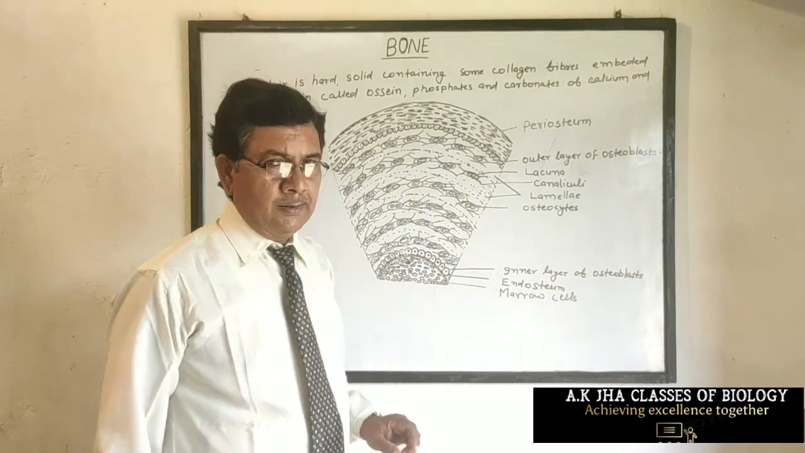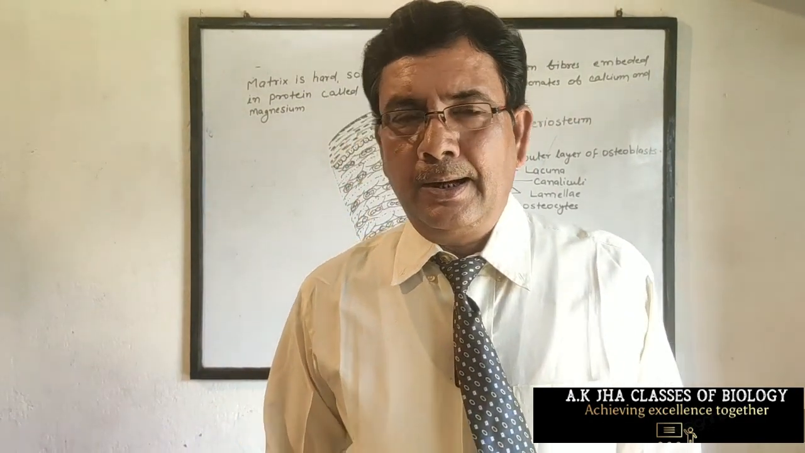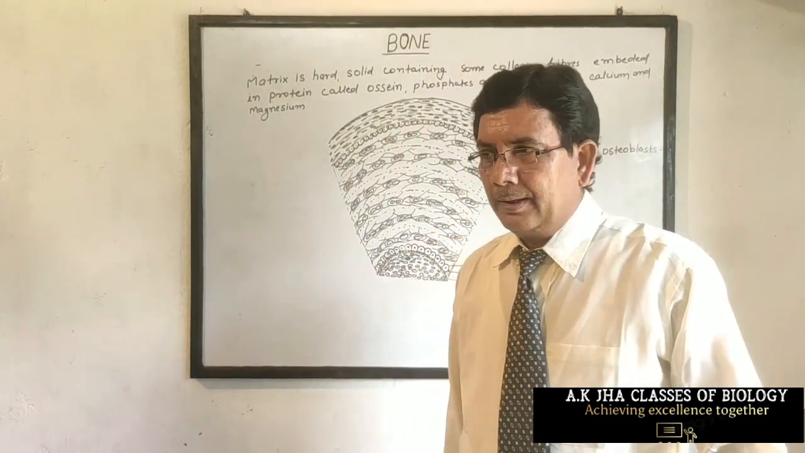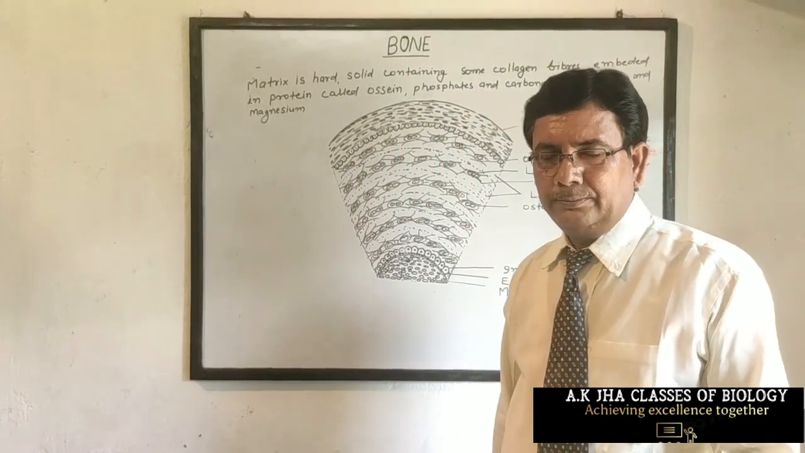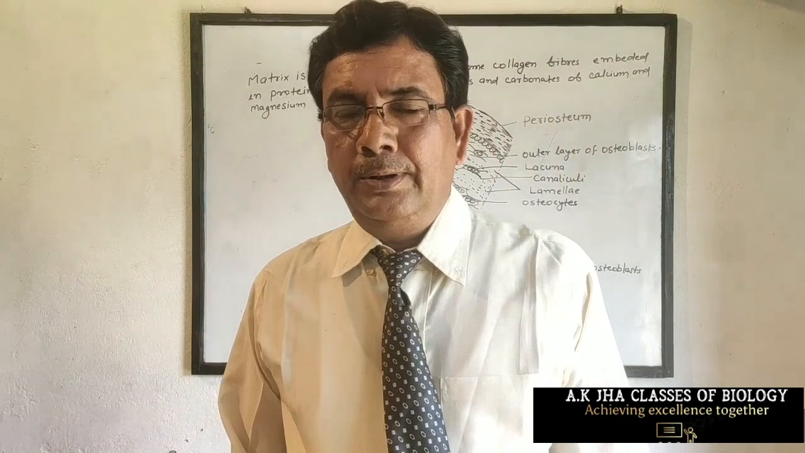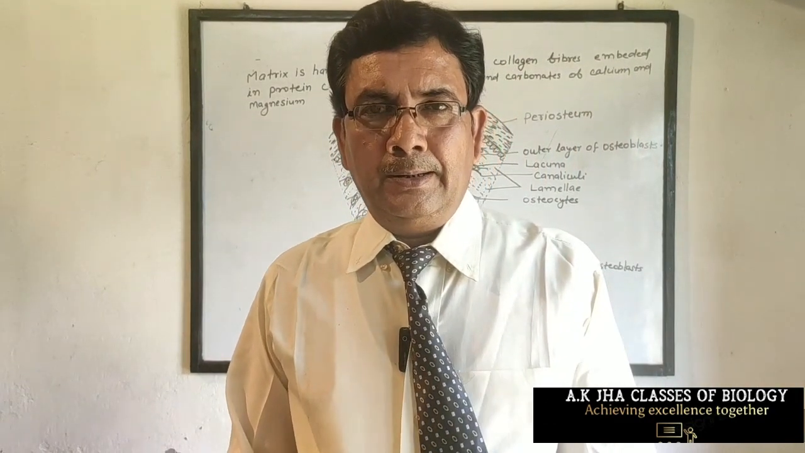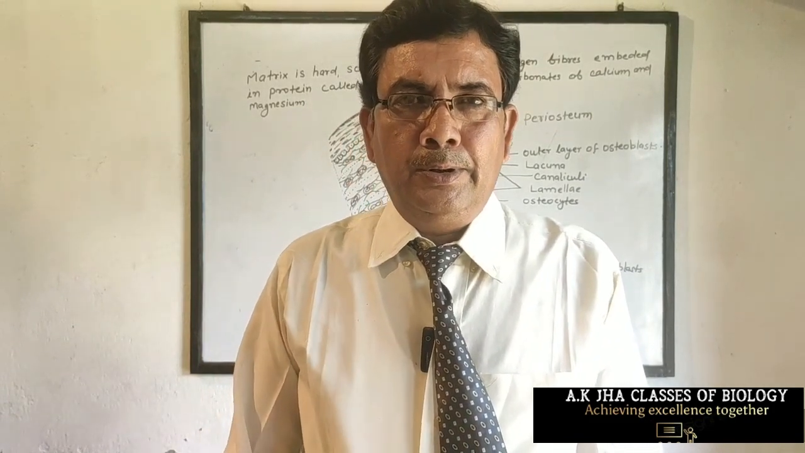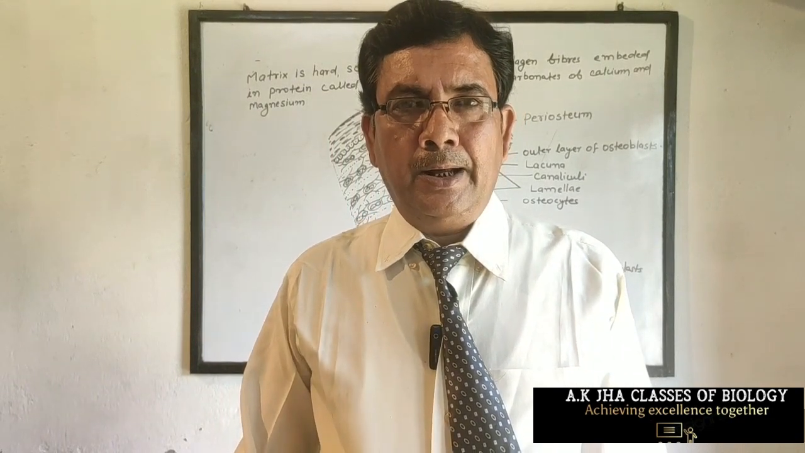So we have discussed the endoskeleton, that is bone and cartilage. Both bone and cartilage are part of connective tissue, that is skeletal tissue. In this way, the skeletal tissue is completed. In the next video, we shall discuss the next type of animal tissue, which is called muscular tissue, and then we will study nervous tissue.